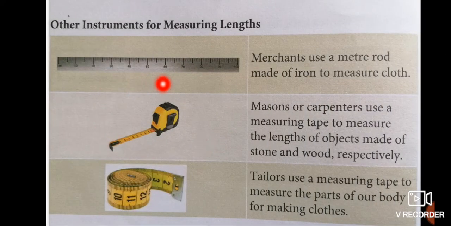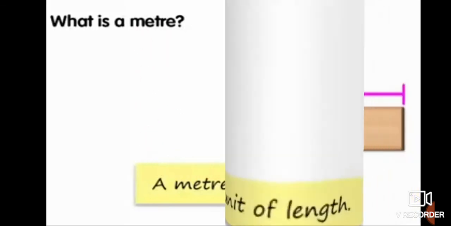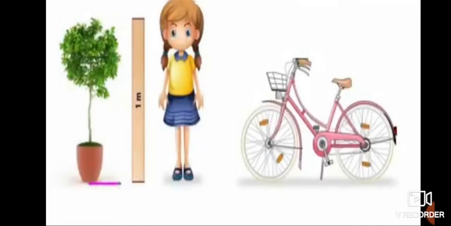Children, these are the different instruments for measuring lengths. This type of instrument is used by merchants, this type is used by masons or carpenters, and this type is used by tailors for measuring the parts of our body for making clothes. I'll tell you once again, children, what is a meter? A meter is a unit of length. Children, this is a 1 meter scale. Using the scale, we have to measure the following things: the plant, this girl and this bicycle.